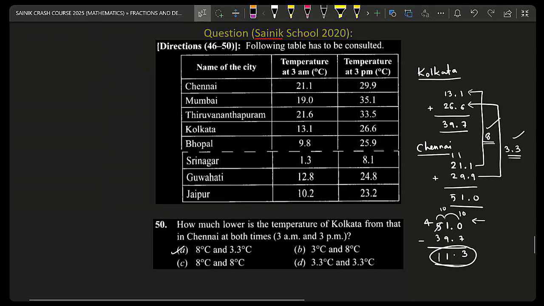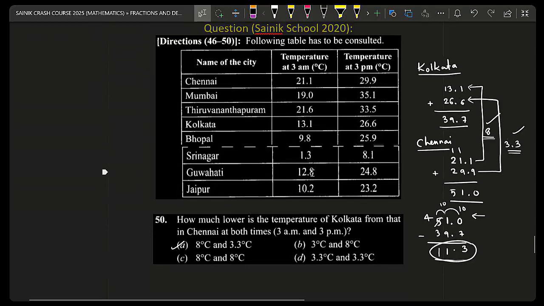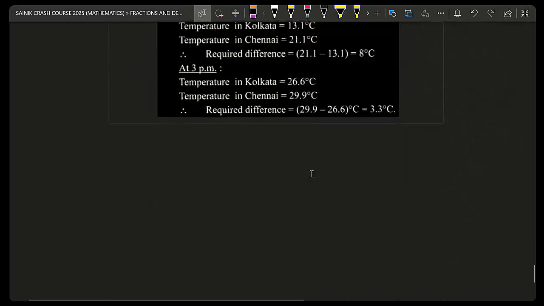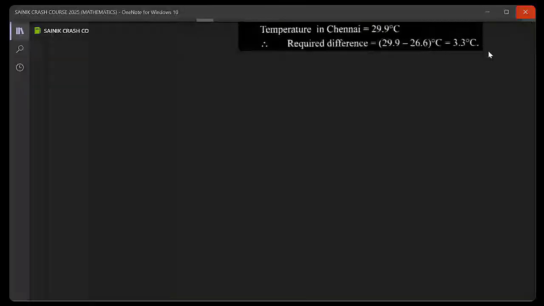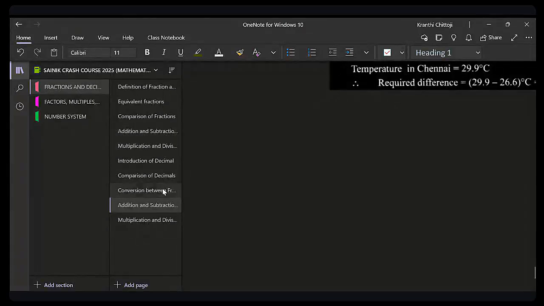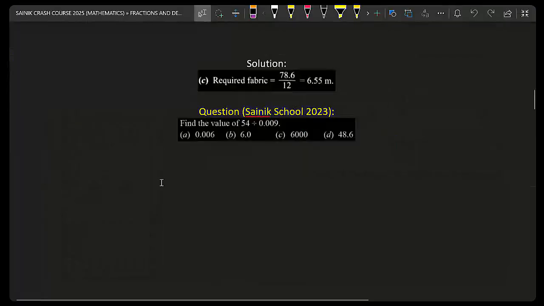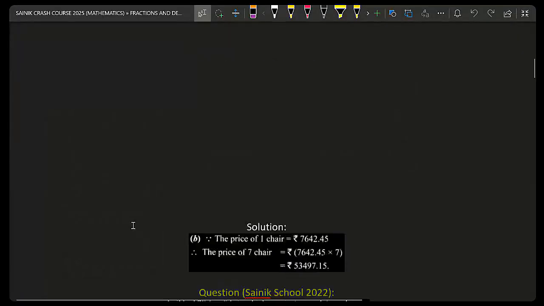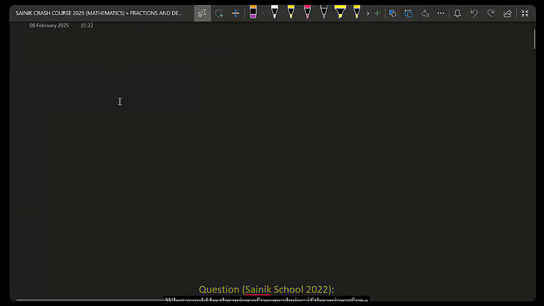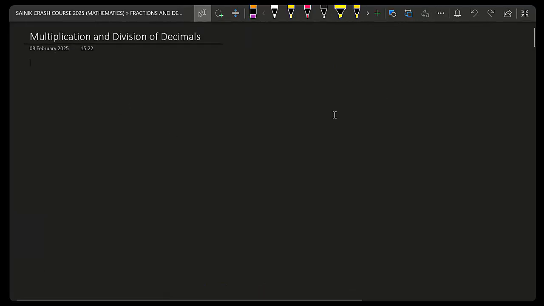Okay, all of you, we have completed this table and all the 5 questions. We'll move to the next one. So addition and subtraction of decimals, these are the questions from previous year papers. Now we'll start the new operation, that is multiplication and division of decimals. So how can we do multiplication and division of decimals? First let us discuss multiplication.